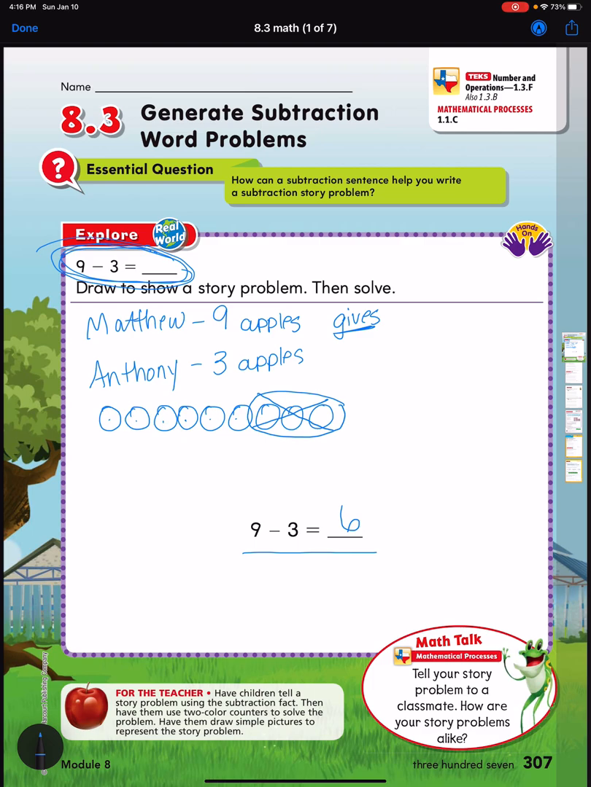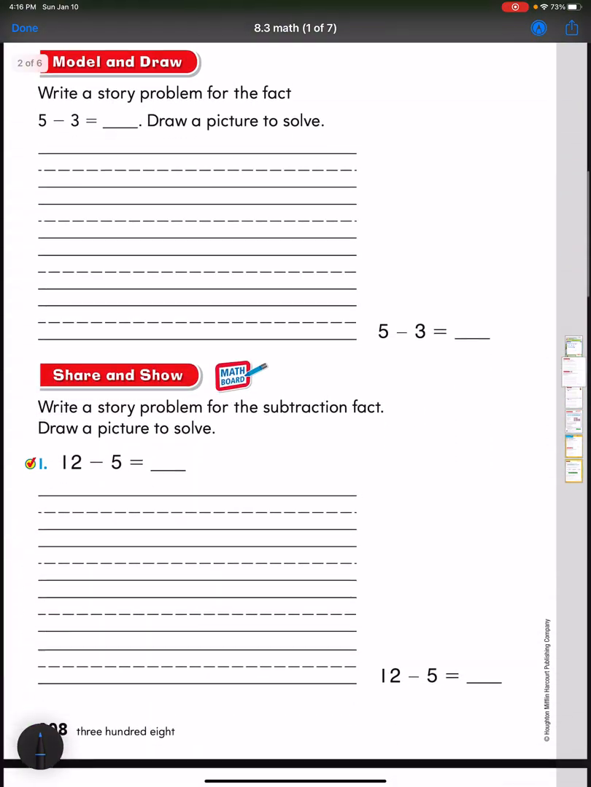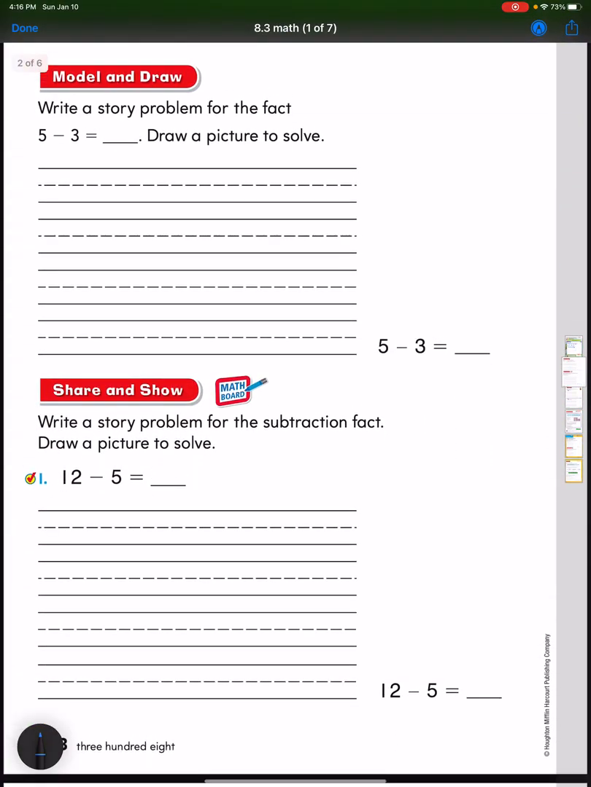All right, let's keep working on this. So I'm going to slide my page up. And I want to remind you, I'm going to be doing some writing, that you can pause my video to continue with me, okay? All right, so same thing. Write a story problem, a word problem for the fact 5 minus 3 equals, and it wants us to draw a picture to solve.